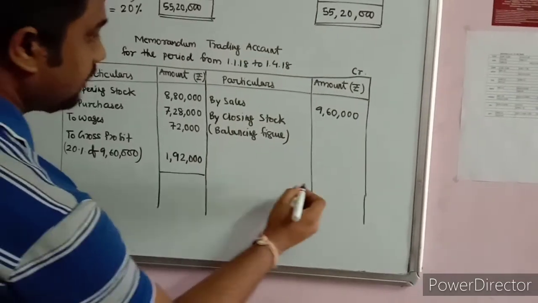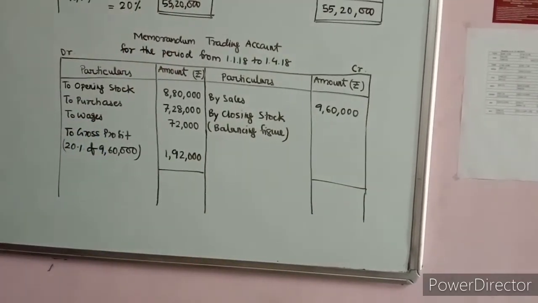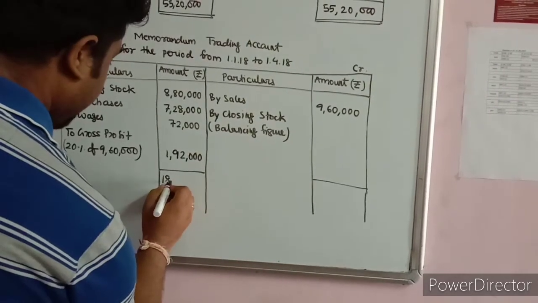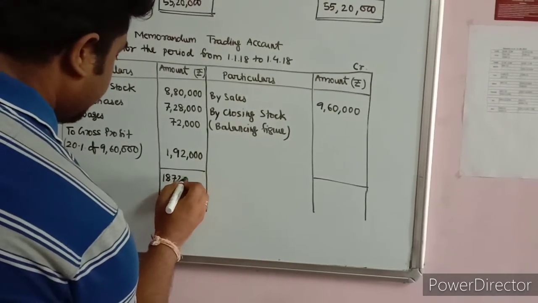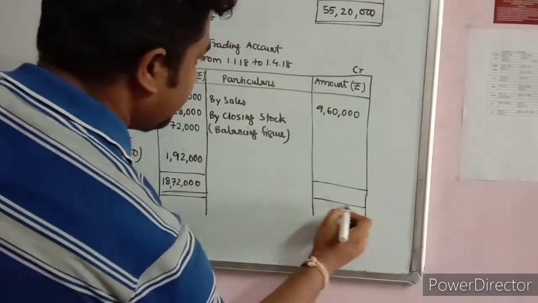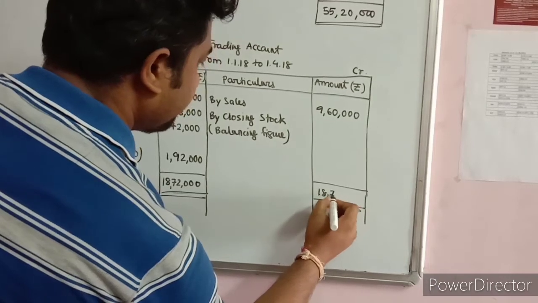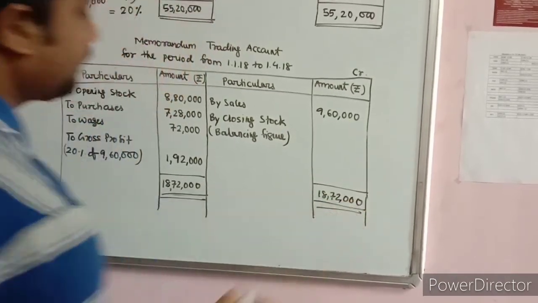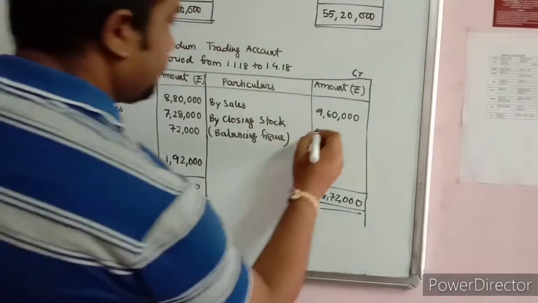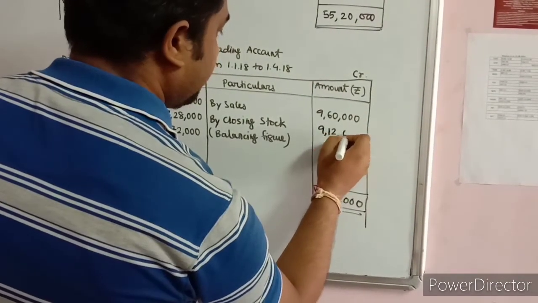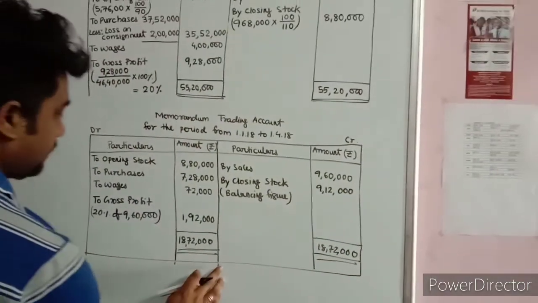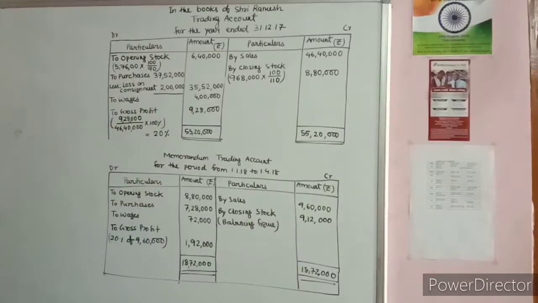If you add both the sides, on the debit side you get 18,72,000. And on the credit side you have less amount. So the amount of closing stock will be the balancing figure, that is 9,12,000. So we have got the amount of closing stock on the date of fire.